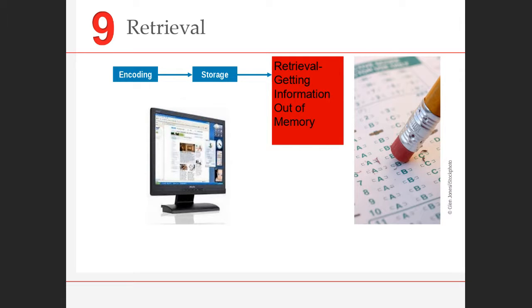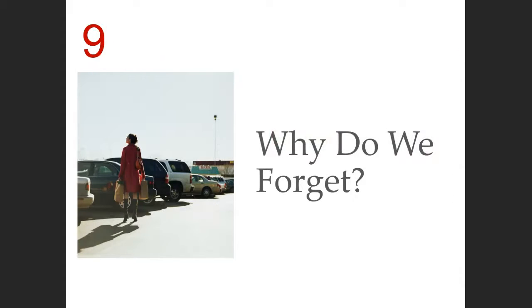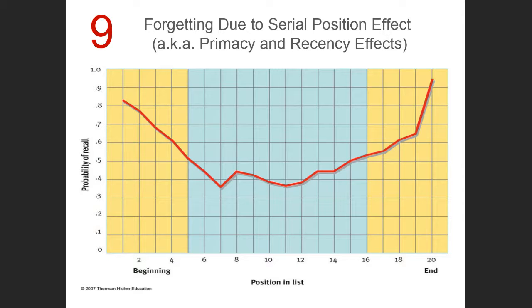So what causes us to forget? Why do we forget information? There are a number of different studies that show us why we forget things. One of the reasons is something called the serial position effect, also known as the primacy and recency effect.